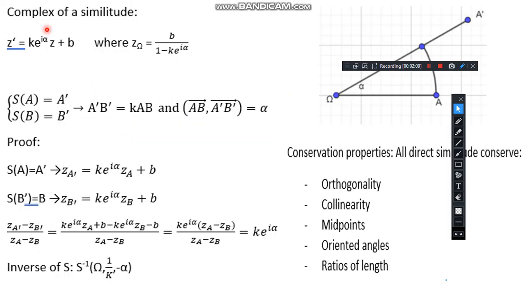So the complex form of a similitude is z prime equals k e^(iα) z plus b. It's a combination of rotation and dilation, where z omega equals b over 1 minus k e^(iα).